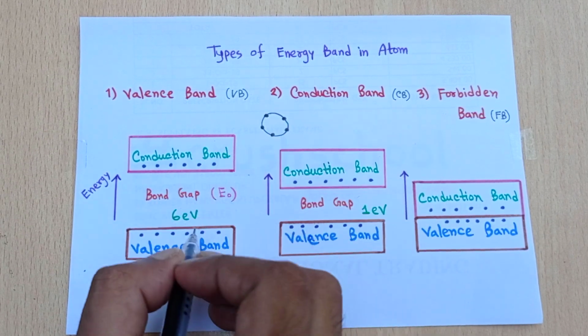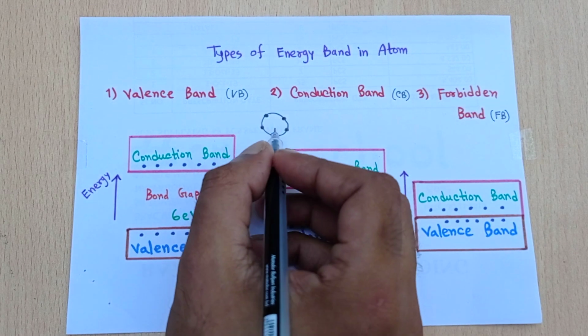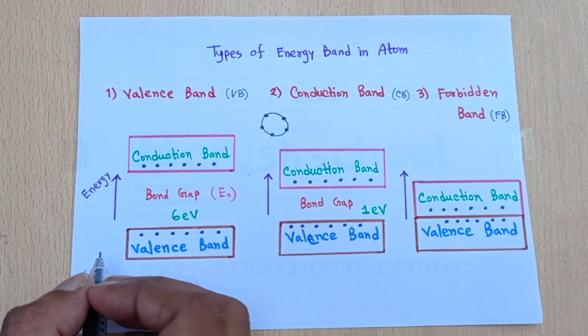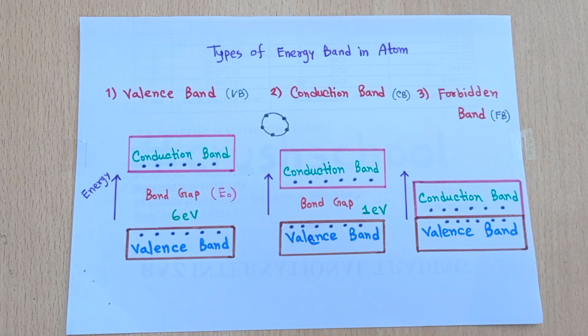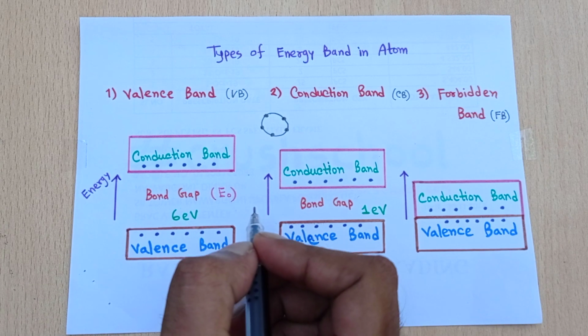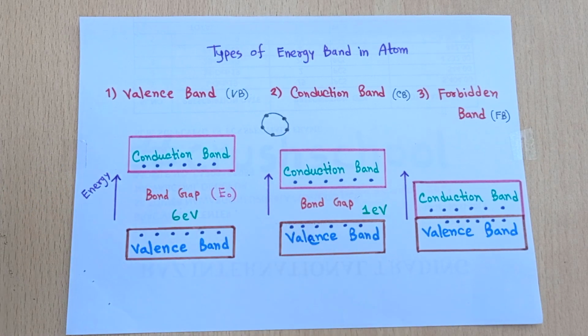Suppose there are five electrons, and among these five electrons, some have a higher energy to go from one atom to another atom, and some have a lower amount of energy, and those electrons cannot go from one atom to another atom because they have lower energy.